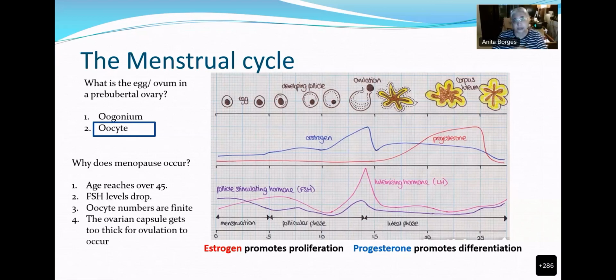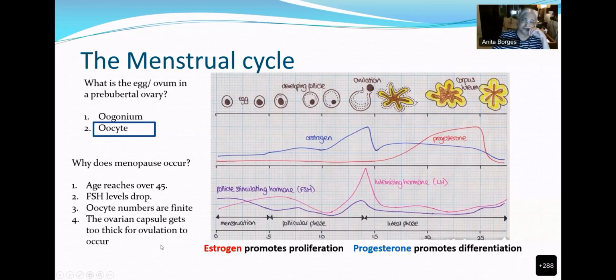Okay, so now in connection with that, since we're talking about the menstrual cycle, the menstrual cycles end at menopause. Let me ask anybody, whoever wants to answer. Ananya, why does menopause occur? You can choose any one of these options. Number one is age over 45. The FSH levels drop, as a result of which you don't have any estrogen, etc. Or, oocyte numbers are finite, and the ovarian capsule gets too thick for ovulation to occur.